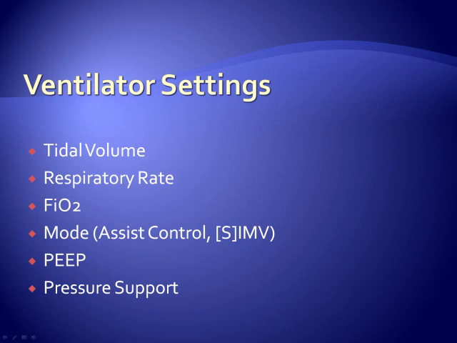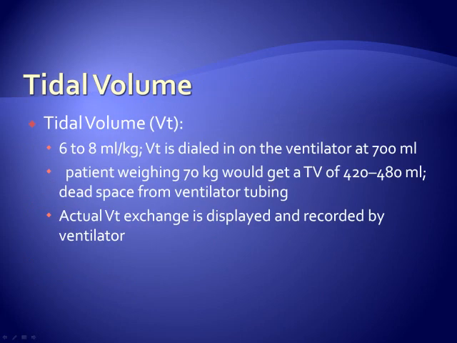Let's take a look at each one of these in a little bit more detail. First of all is the tidal volume. The tidal volume is the amount of volume that your patient is going to be getting with each breath. Now, what we do when we're giving a patient a tidal volume is we're not removing all the air from the lung and replacing it. So it's not like you're blowing up a balloon and then letting it go and letting it deflate. Instead, what we're doing is we're cycling and we're turning over air that is sitting in the lung.